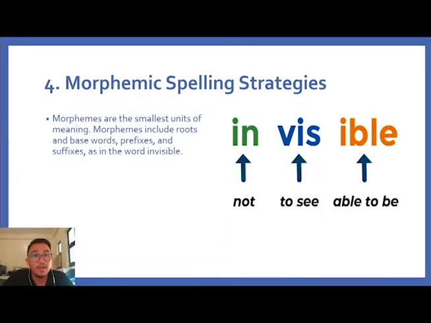The fourth one is the morphemic spelling strategies. Morphemes are the smallest units of meaning. Morphemes include roots and base words, prefixes, and suffixes, as in the word invisible: in for not, vis for to see, able for able to be.